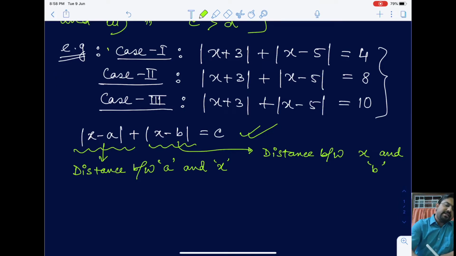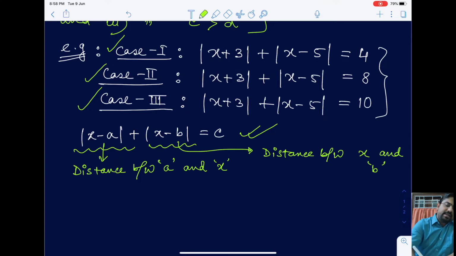Now we have considered three cases, as I have taken three examples for our understanding. The first example is mod x plus 3 plus mod x minus 5 equal to 4. If we plot the critical points on the real number line, the critical points are obviously minus 3 and 5.